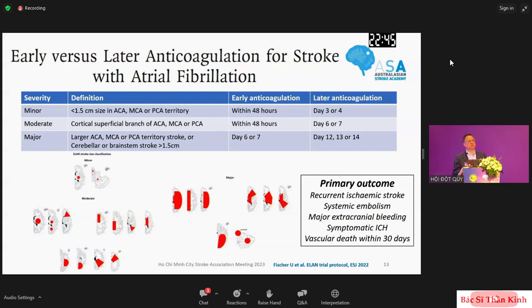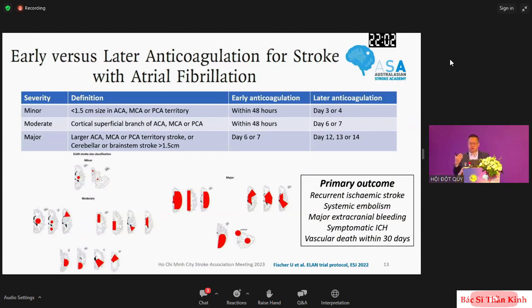But perhaps we thought we could be a little bit more prompt and start the anticoagulation even sooner. So what they did in this study is consider later anticoagulation following that previous standard of care versus early anticoagulation. And early anticoagulation in this study basically means anyone who hasn't got a full MCA, ACA or PCA territory stroke or a cerebellar or brainstem stroke more than 1.5 centimetres, all of those patients who did not have a stroke that large started within 48 hours. And all of the patients who did have a stroke that large started around day 6 or 7.